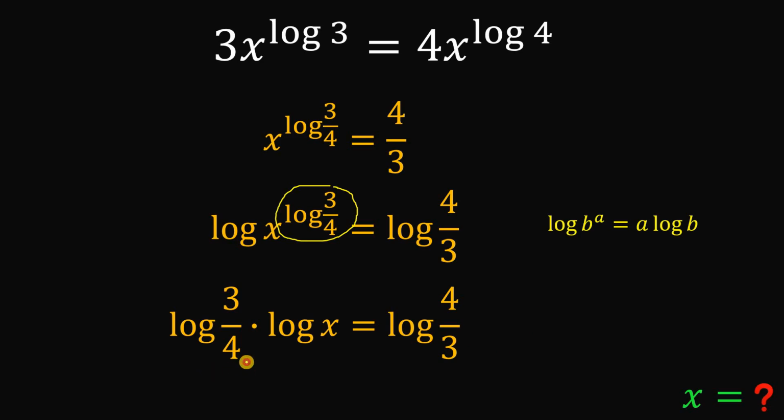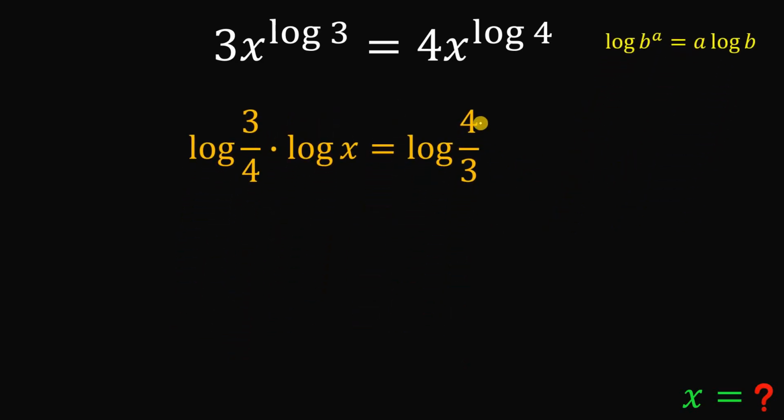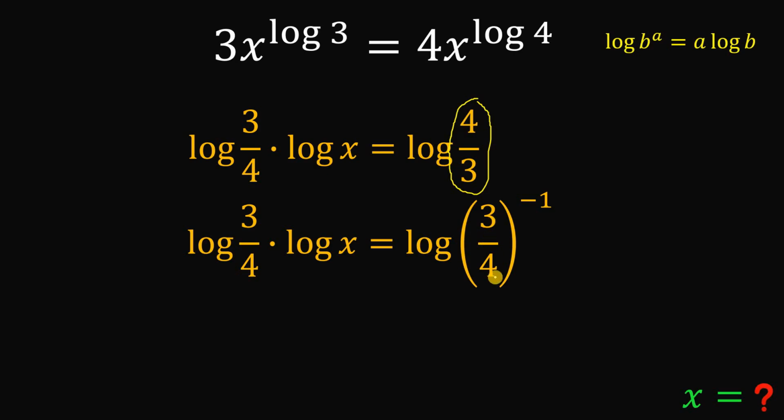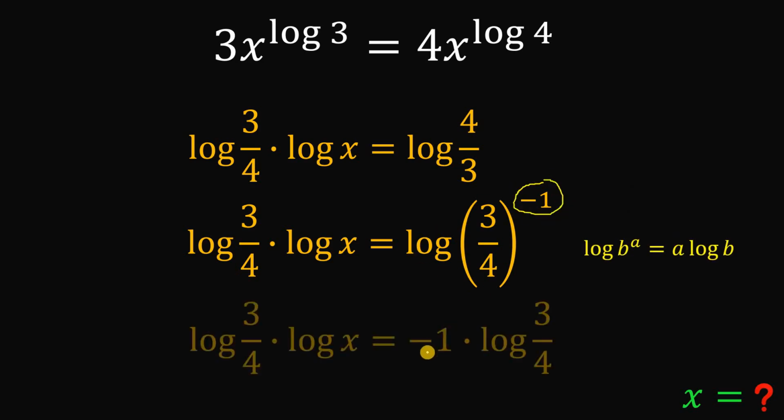Now, notice, take a look at this one. This is 3 over 4, and on this part, this is 4 over 3, which is reciprocal of each other. Now, what we're going to do is to take the reciprocal of this, and when we do that, we get a negative exponent. So, this is simply equivalent to 3 over 4 raised to the power of negative 1. Now, from here, we can now use again this identity. And we can put this negative 1 before the logarithm. So this can be written, the right-hand side, as negative 1 times logarithm of 3 over 4. And the rest is just bring down.